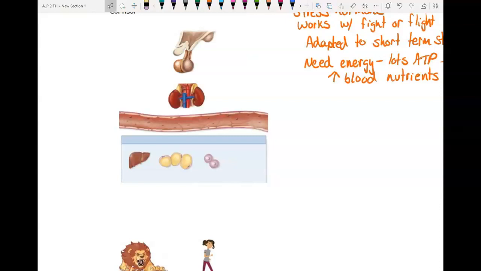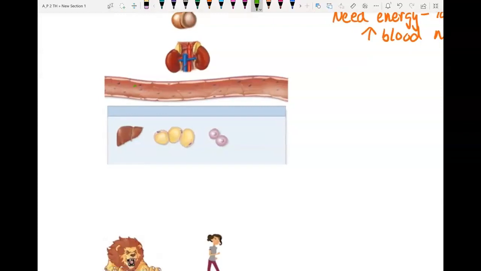So this is where those processes we talked about before are going to come into play. We want to get more glucose into the blood. We are going to get that from the liver. So the liver is going to break down the stored glucose that it has. We're also going to do gluconeogenesis because we want to make sure we have plenty of glucose. Now remember, gluconeogenesis is when you convert other molecules to glucose.